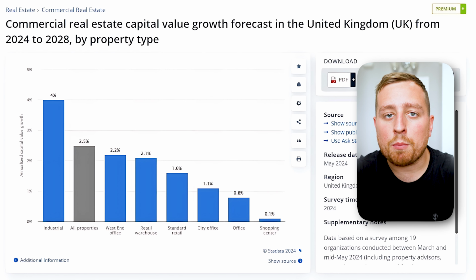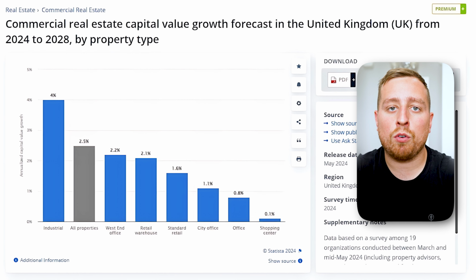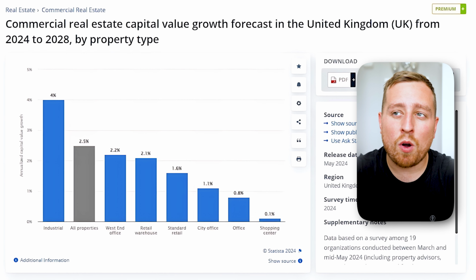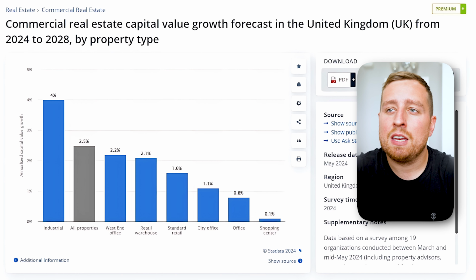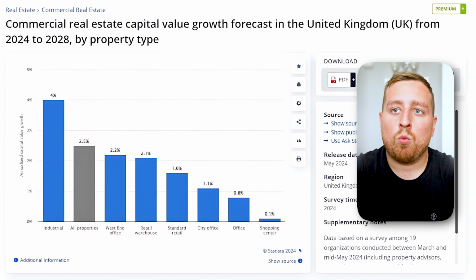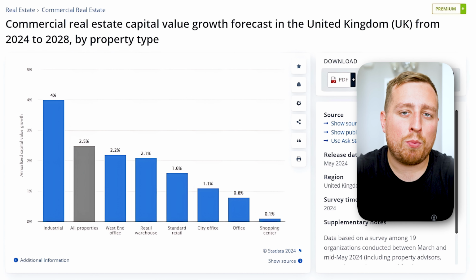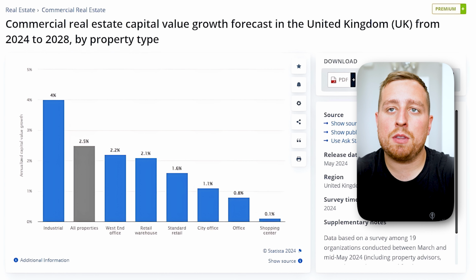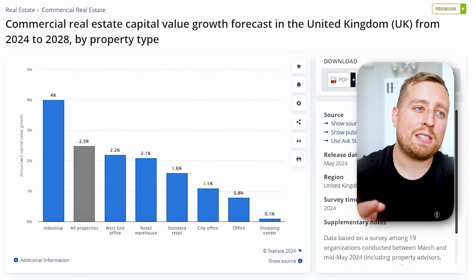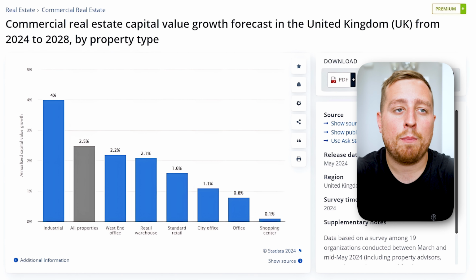Now, when we look at this, we can break it down by different types of buildings. So we have shopping centres, which is yielding a 0.1% growth, which is very low. Offices, 0.8%. City office, 1.1%. Standard retail at 1.6%. Retail warehouse at 2.1%. West End office, 2.2%. All properties average is 2.5%. But the interesting one here is industrial at 4%. So that is a 4% forecasted average per annum.